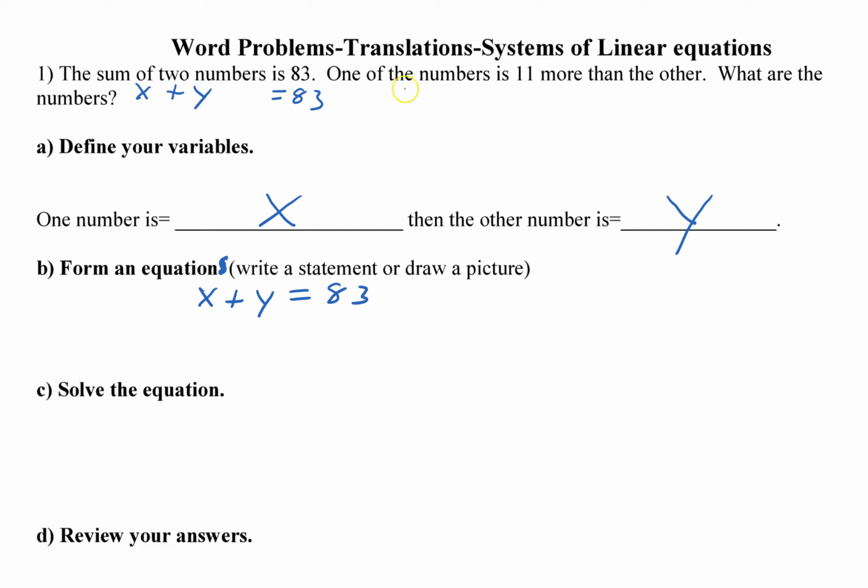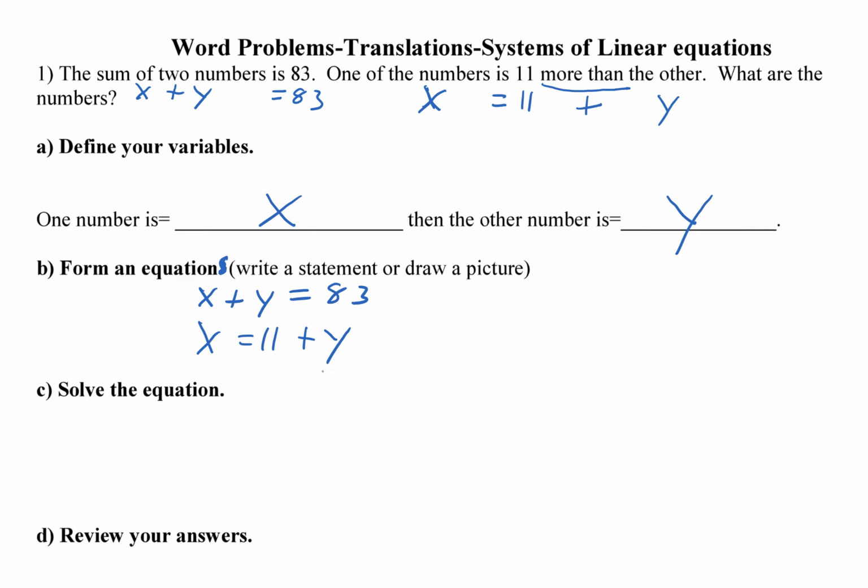The next one says one of the numbers. Which letter is that? That's our x, it really doesn't matter in this one. Is, and then 11 more than. More than means plus, and then the other is y. You're just translating. One of the numbers is x, is means equals, 11 is obviously 11, more than is plus, and the other is y. So we end up with x equals 11 plus y.